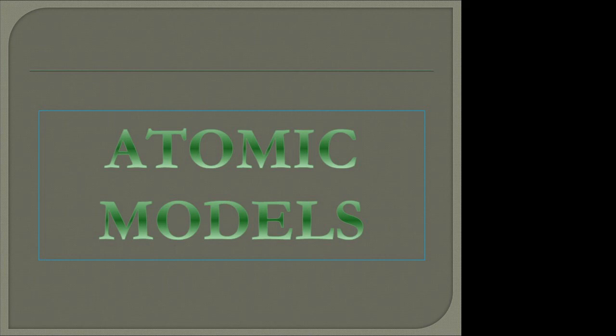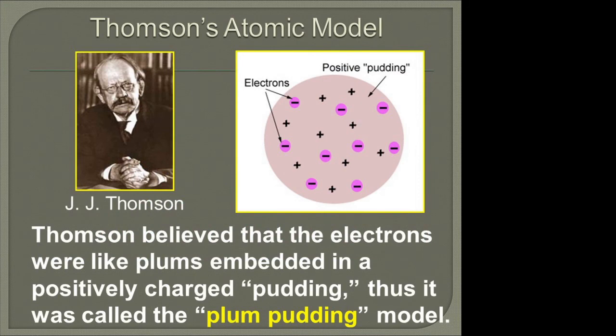Now we start the topic atomic structure. Thomson atomic model, J.J. Thomson. J.J. Thomson believed that electrons were like plums embedded in a positively charged pudding. Thus it is called the plum pudding model.